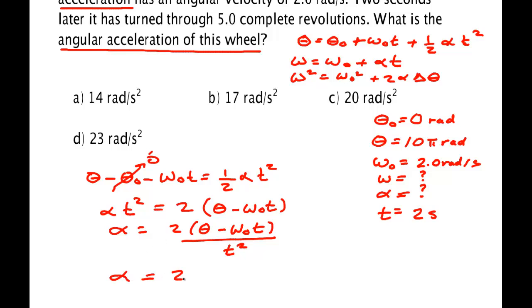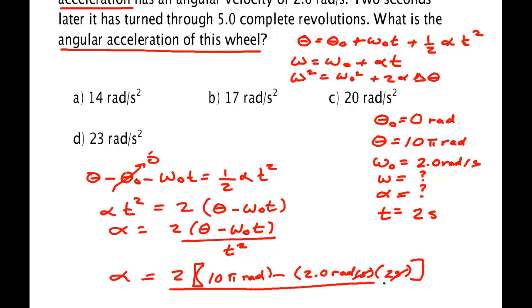Alpha is 2. I have for theta 10 pi rad. And then minus, I have omega naught 2.0 rad per second times the time. The time is 2 seconds. Seconds cancel and I'm in radians. And on the bottom I have 2 squared.